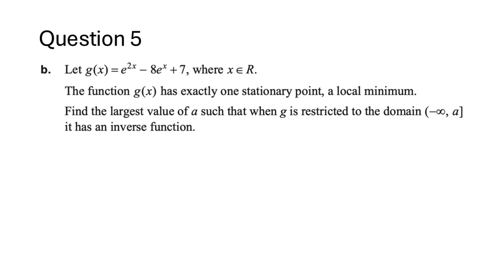There are a few things we need to clear up before we move on. First, the function has one stationary point, which is a local minimum. And second, we need to restrict the domain so that the function has an inverse. So why do we need to restrict the domain? Because we want to make the function have an inverse.